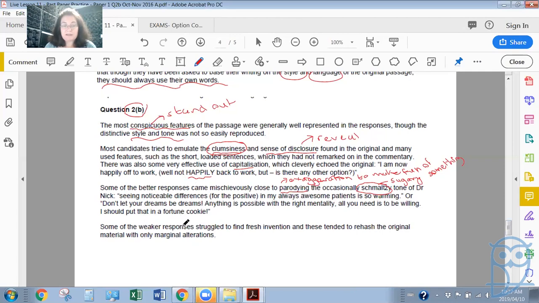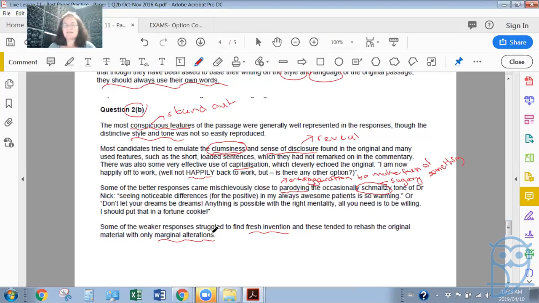Some of the weaker responses struggle to find fresh invention to write about the next week and to see what would be explored in that week. And these tended to rehash the original material with only marginal alterations. So in other words, they just wrote about what he had thought about when he was on holiday, not necessarily what he's doing at work. Even though that doesn't mean to say you couldn't bring that in briefly: last week's reflections on XYZ have changed so drastically today because all my patients are complaining about the horrible diet that I'm putting them on, for example.